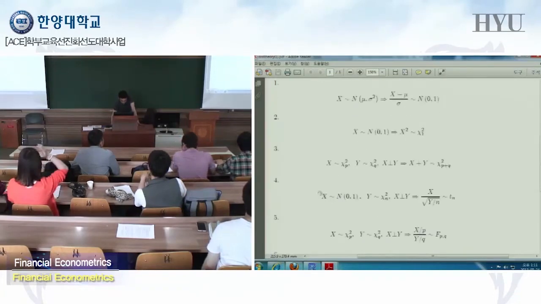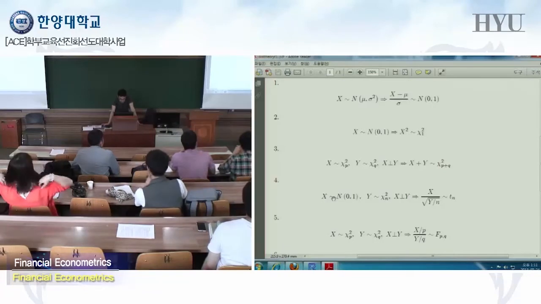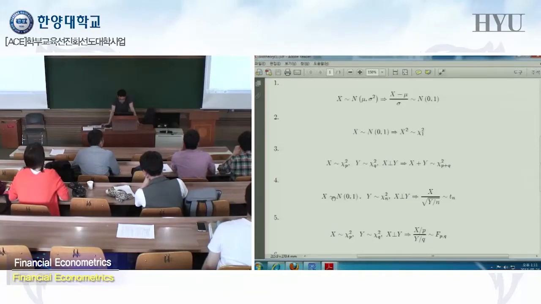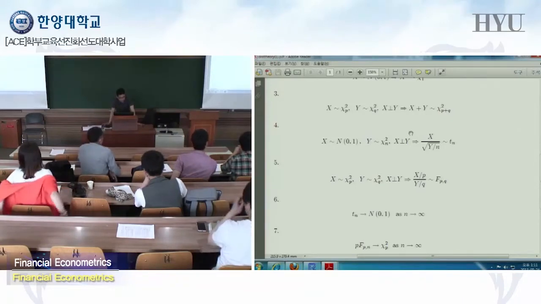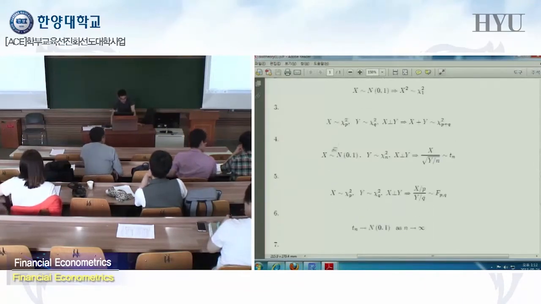Next, suppose x follows a standard normal distribution and y follows a chi-square distribution with degrees of freedom n. If x and y are independent of each other, then x over root y over n follows a t distribution with degrees of freedom n. So number 4 and number 5 are important, actually number 5 and number 2 are important.